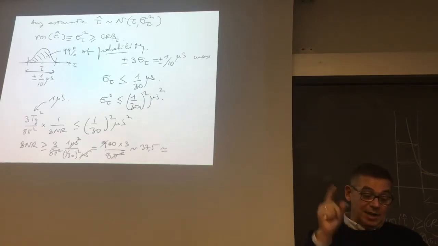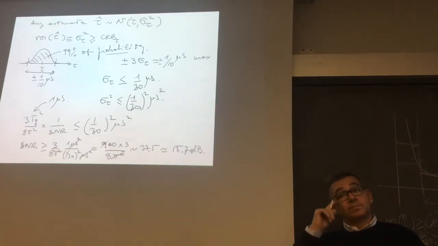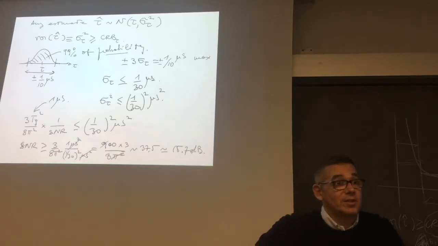So, 37 for our telecom and electronic people. Let's put it in logarithmic scale: it is 15.7 dB. For math, the decibel scale is of course not necessary.